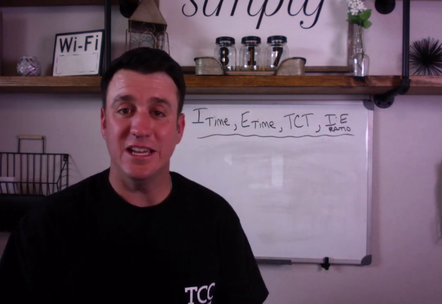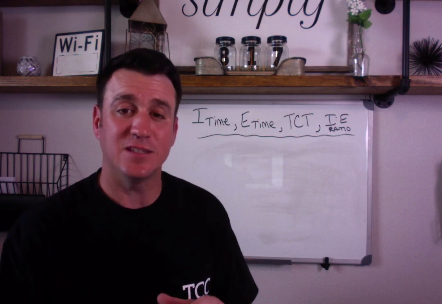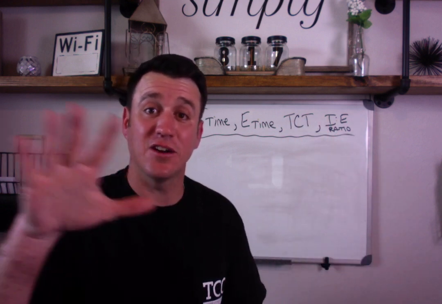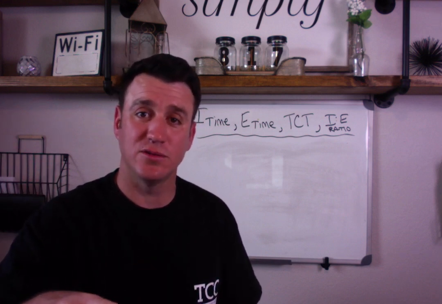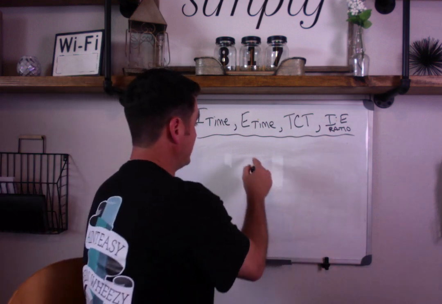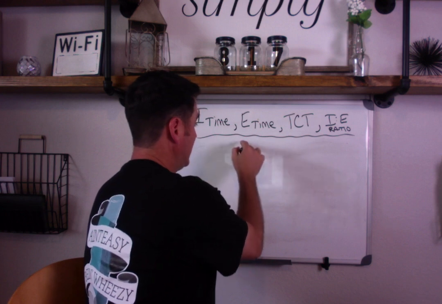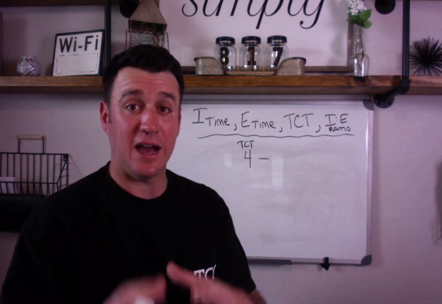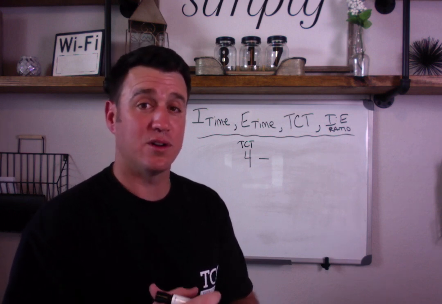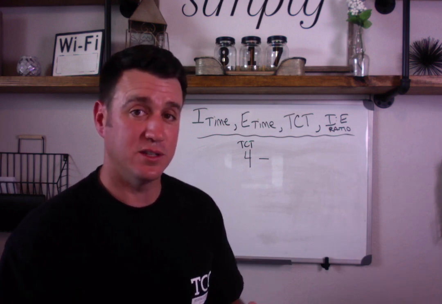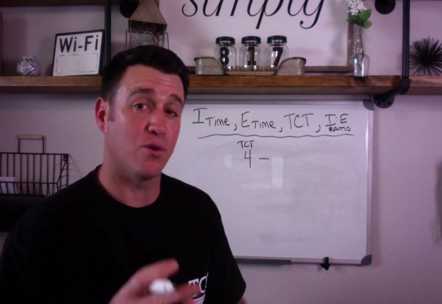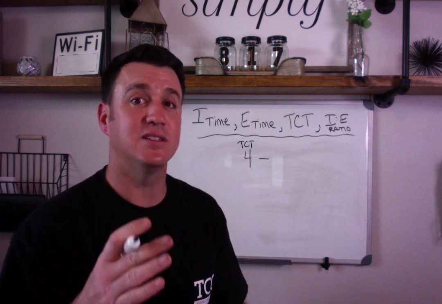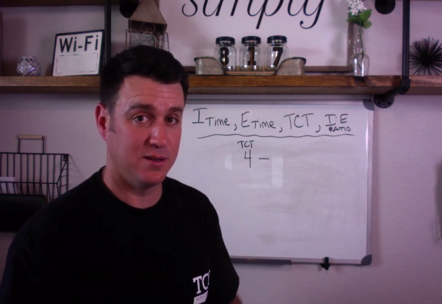E-time is calculated indirectly, because you have to calculate your total cycle time first and then your I-time, and subtract those two. If your total cycle time is 4 seconds, then you simply subtract your I-time. Let's say we're on a tidal volume of 500 mLs, that's 0.5 liters, and we're on a flow of 60. Then our I-time, as we've already talked about, is 0.5 seconds.